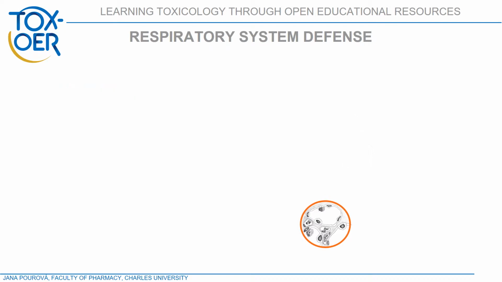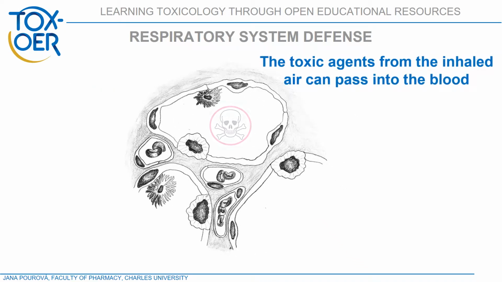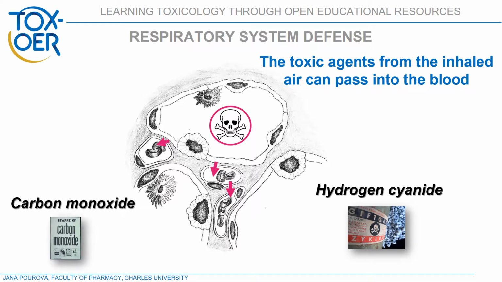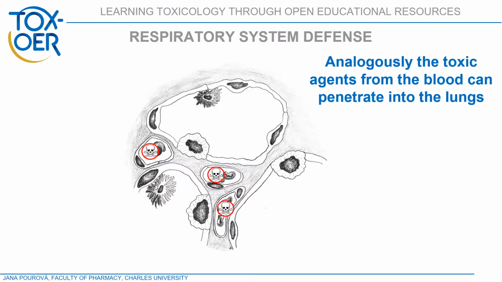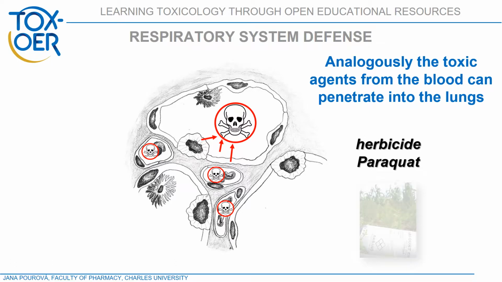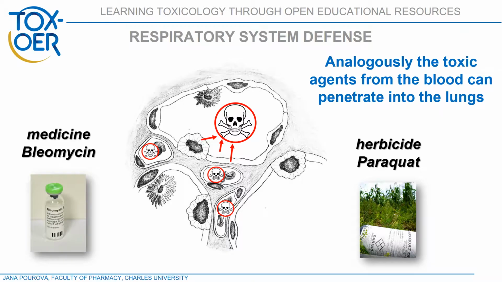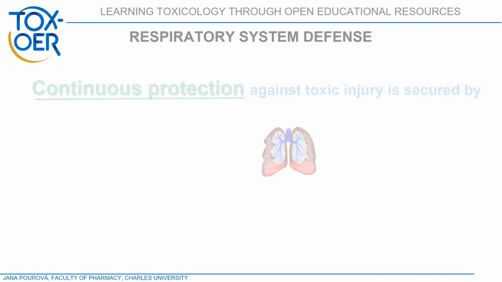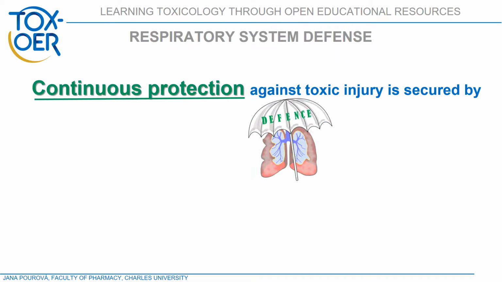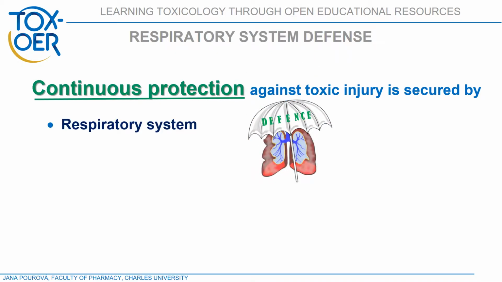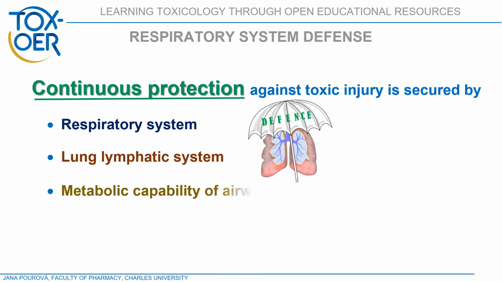Moreover, the toxic agents from the inhaled air can pass into the blood, such as hydrogen cyanide and carbon monoxide. Analogously, the toxic agents from the blood can penetrate into the lungs, such as herbicide paraquat and medicine bleomycin. Continuous protection against toxic injury is secured by respiratory system, lung, lymphatic system, and metabolic compatibility of airways.